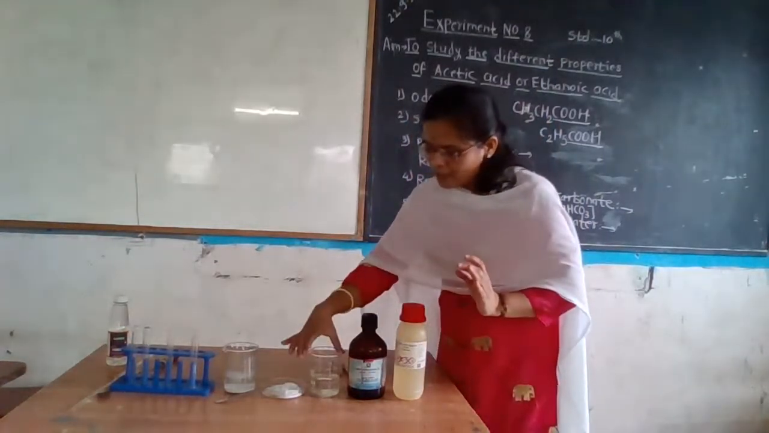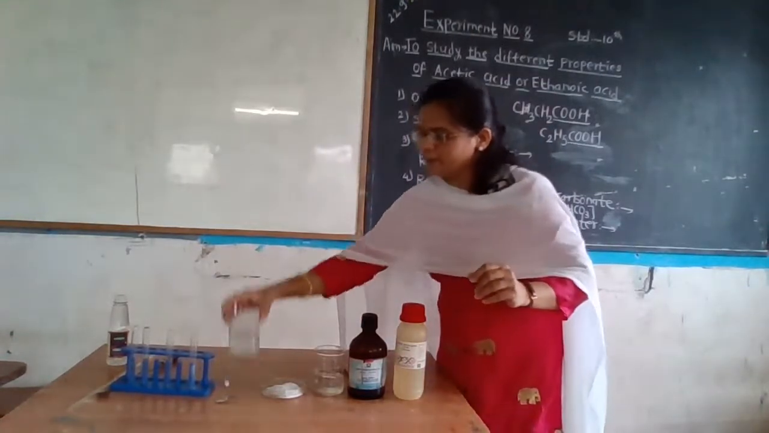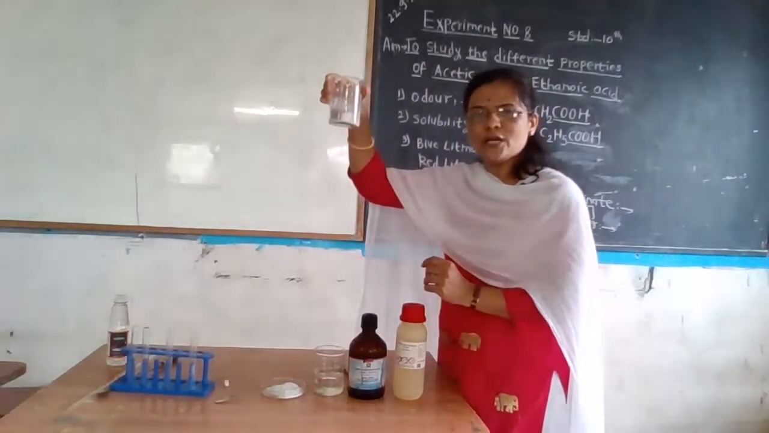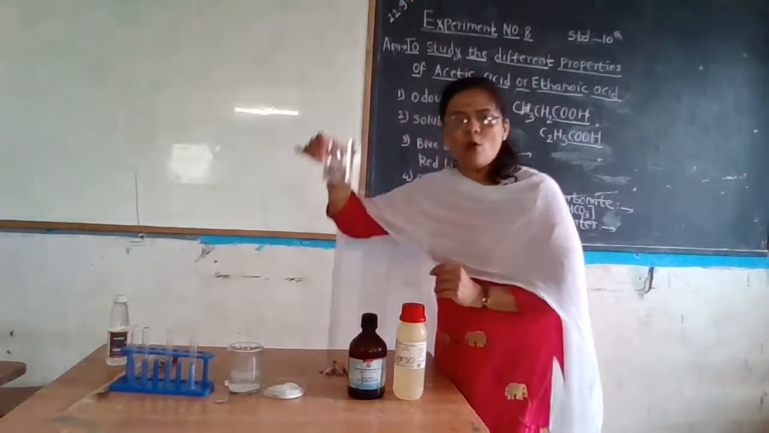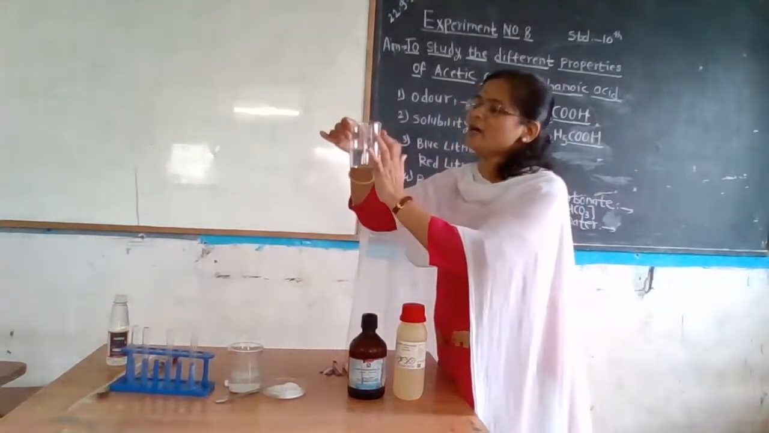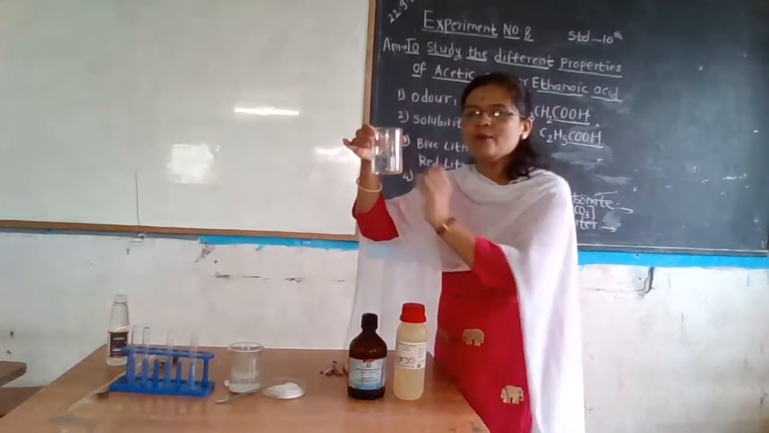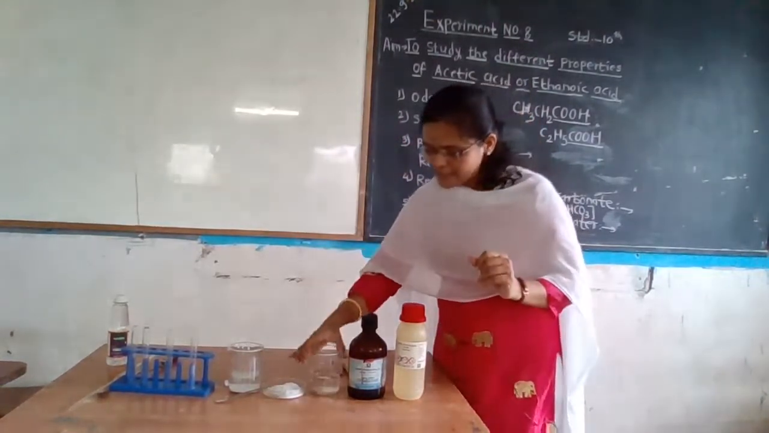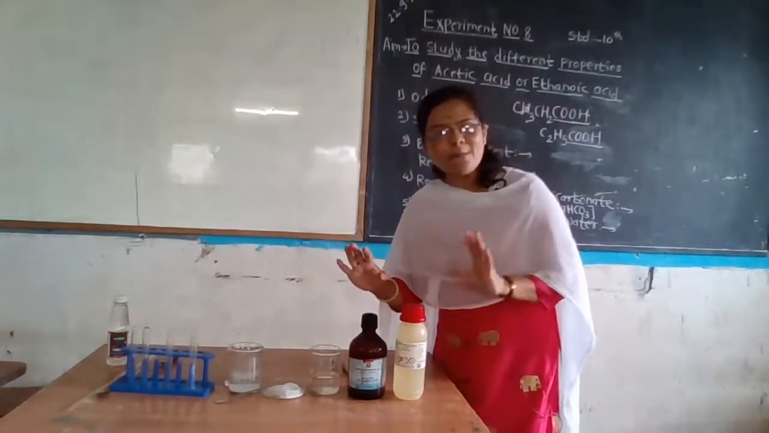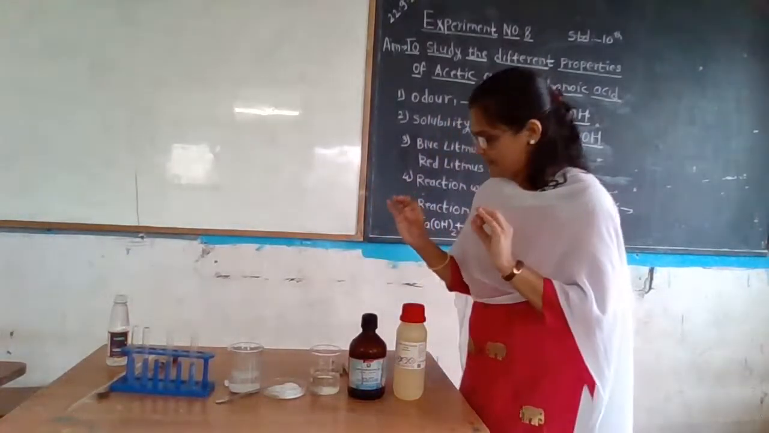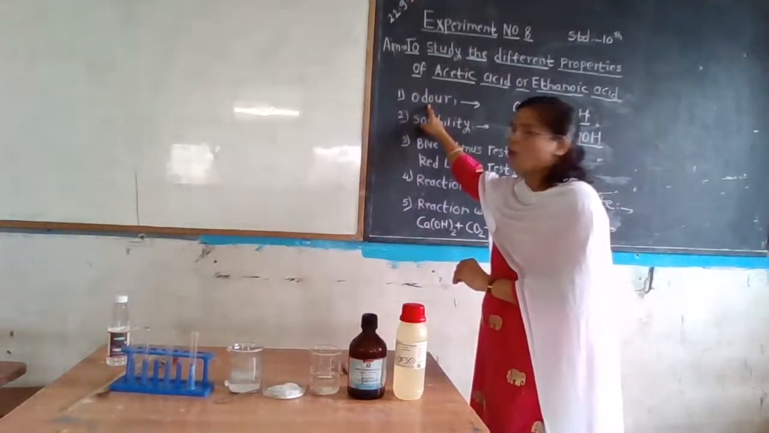Then freshly prepared lime water solution, that is Ca(OH)2. Then distilled water. This is a beaker of borosilicate glass. Usually laboratory equipment is made of borosilicate glass. The chemical is acetic acid. The first property of acetic acid is odor. The first physical property of acetic acid is odor.